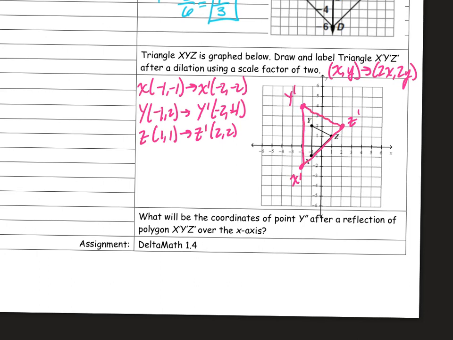Great. Okay, so then it says, what will be the coordinates of point y double prime after a reflection of polygon x prime, y prime, z prime over the x-axis. So now I just want to reflect it over the x-axis, and they only want to know about y, so I'm just going to reflect that one. So it's 4 up, so it'd be 1, 2, 3, 4 down. So this would be y double prime. Well, what's the location of that point? Y double prime would be -2, -4. And that's it, done.